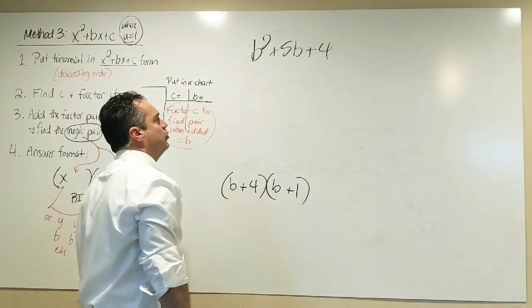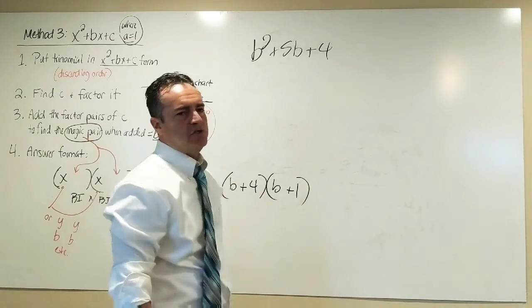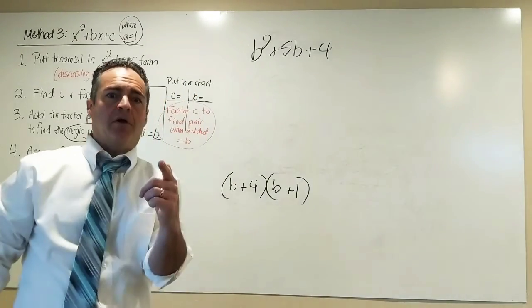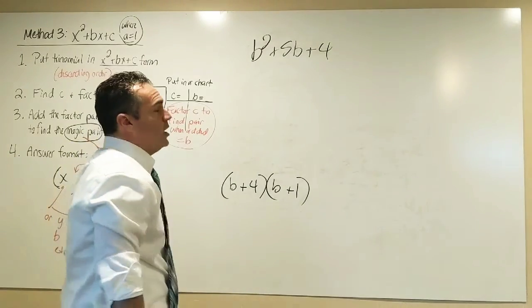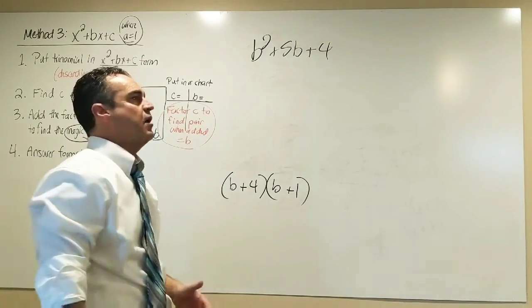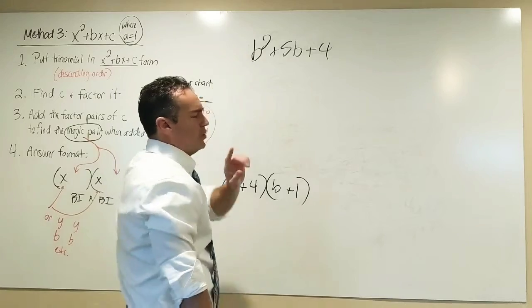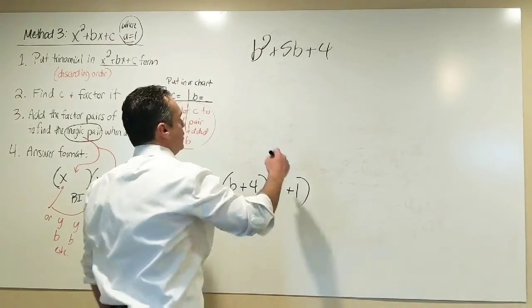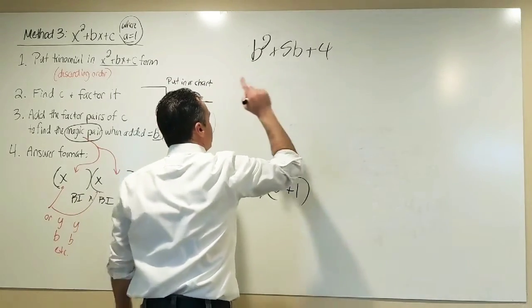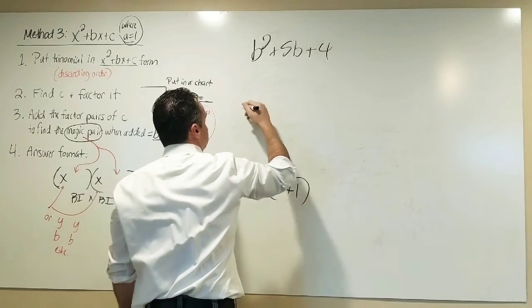Let's go ahead real quick and do it. Okay, first thing we do is we check for a common factor. Do you have one? No. Okay, you don't. Can you factor by grouping? No, because it's not 4 terms. But this is a trinomial, so we're going to use method 3 for trinomials. We check to see if it's in descending order. That's the first step. It is in descending order.